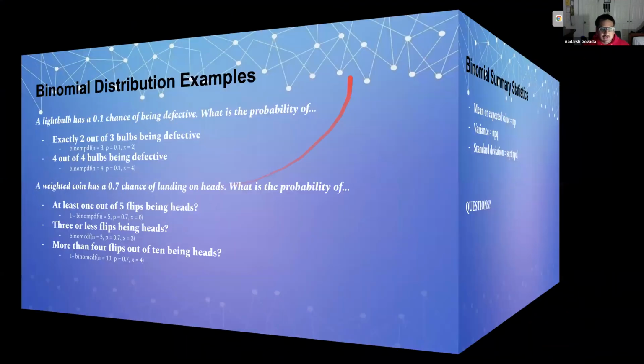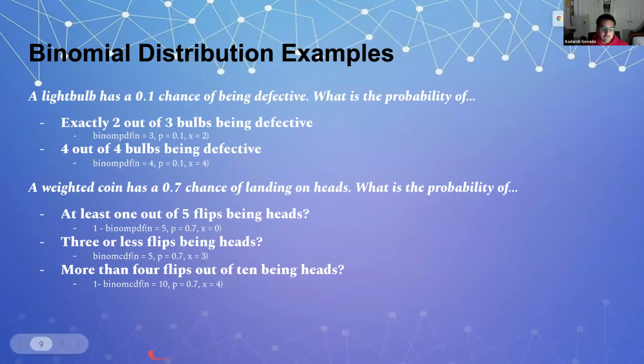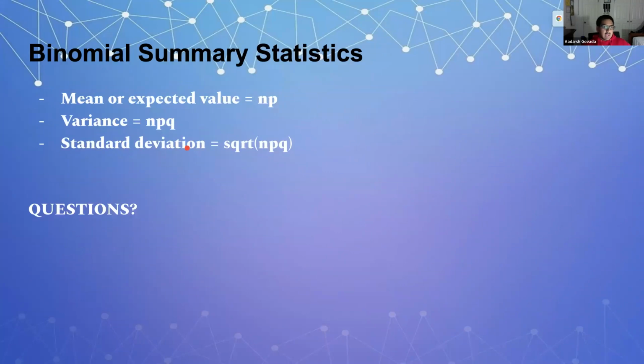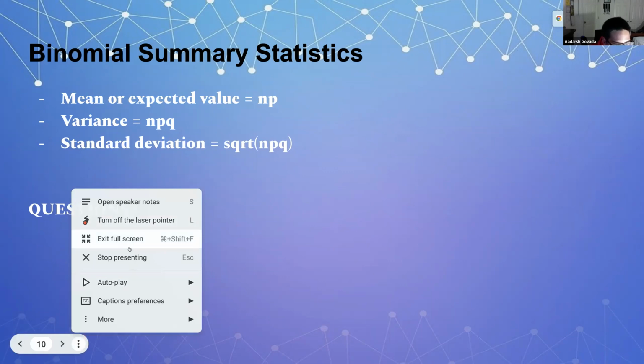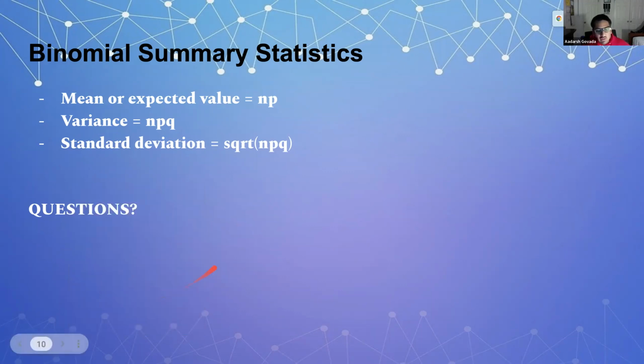So those are just some calculations, some examples for what you would do with a binomial distribution. And now we can look at the summary statistics of a binomial distribution. I don't know if you guys remember the shape of a normal distribution. It's basically like a curve, like a bell curve.